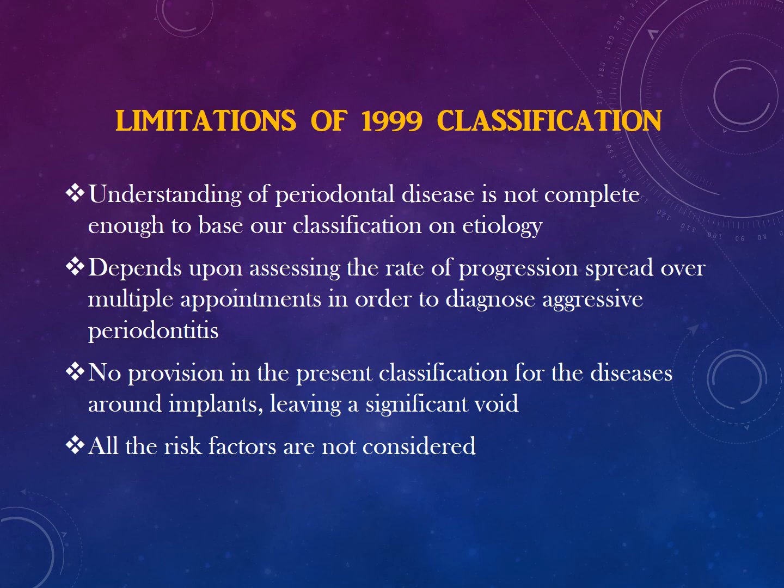So it is not possible to call our patient for repeated visits to just place him or her under specific disease entities such as aggressive periodontitis or chronic periodontitis. There is no provision in the present classification for the diseases around implants, leaving a very significant void. And all the risk factors such as smoking and diabetes mellitus are not considered in this classification.